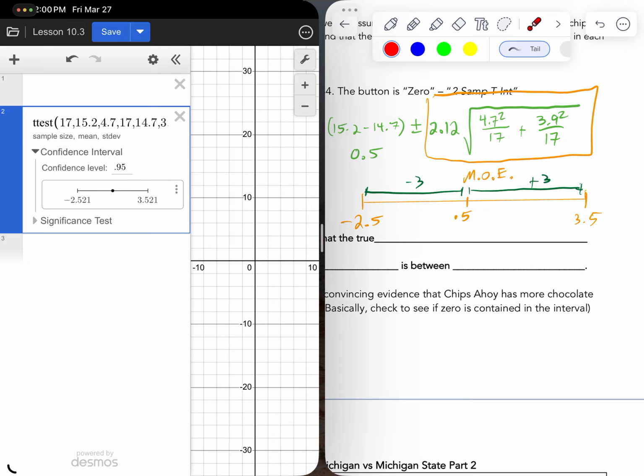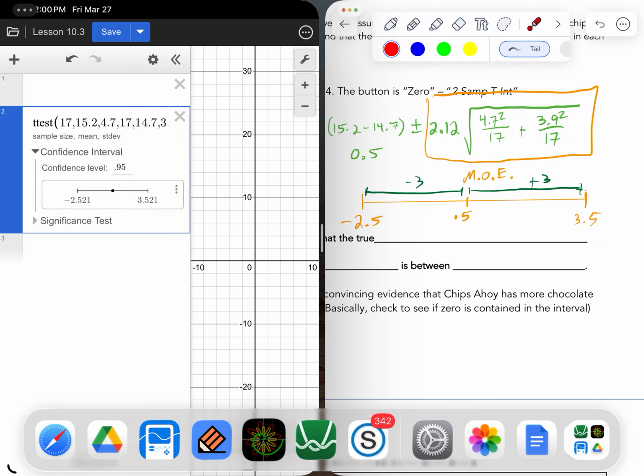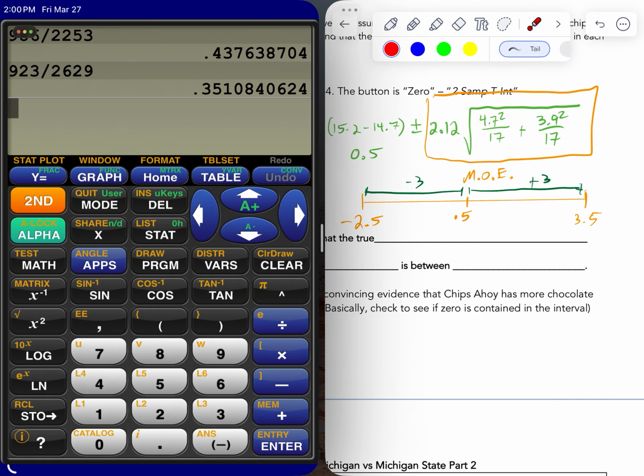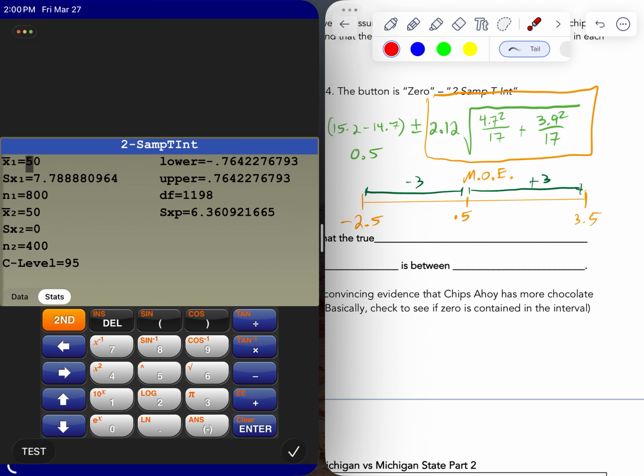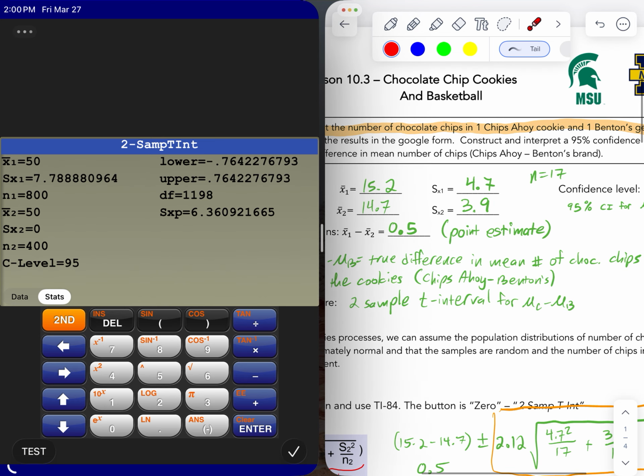On the TI-84, stat tests, where is it? The two sample T interval, C button 0, 0 right there. And take your time, put everything in carefully. Chips Ahoy first. See, I'm not being careful. 17 is the sample size for both. And there you go, same interval.